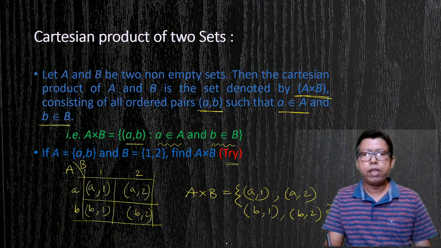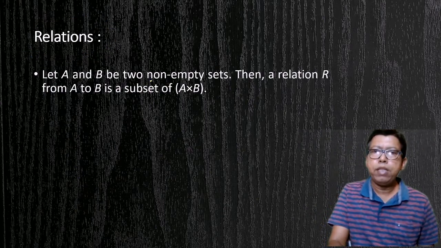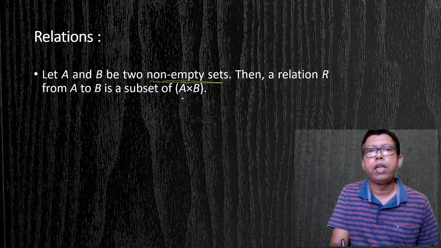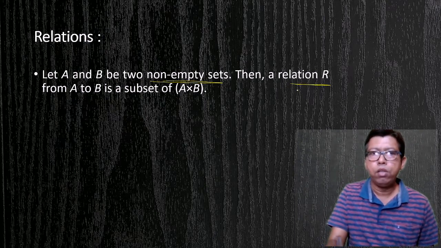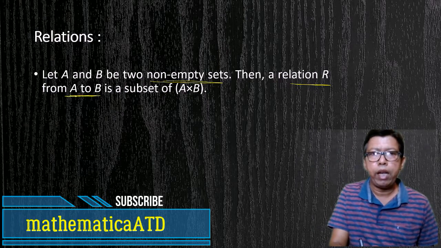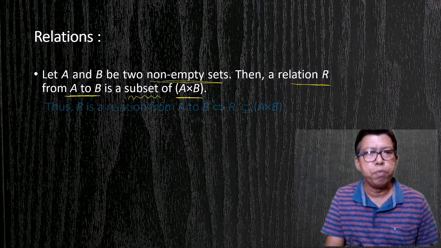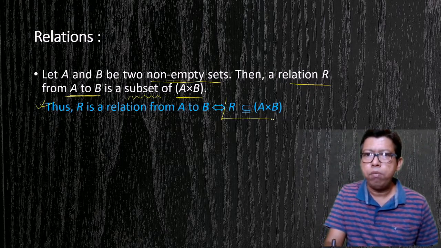Okay, next page. Now you find the definition of relations. Let A and B be two non-empty sets, then the relation R from A to B is a subset of the Cartesian product A cross B. This is very important. So if you consider a relation from A to B, this relation will be a subset of the Cartesian product A cross B. So in notation I can write R is a subset of A cross B.